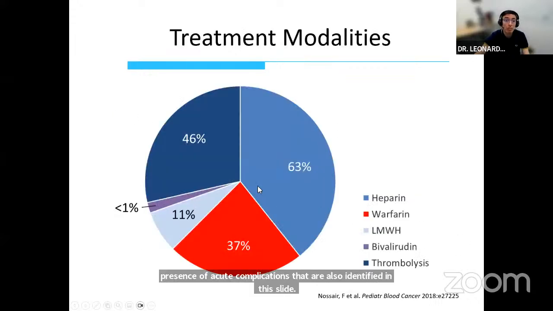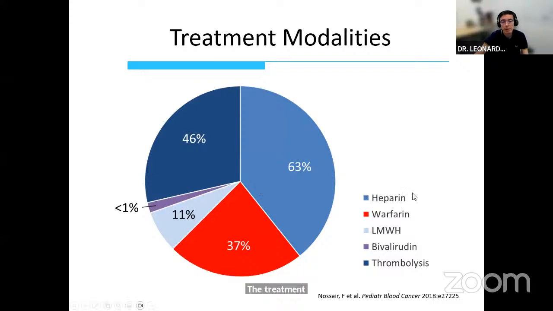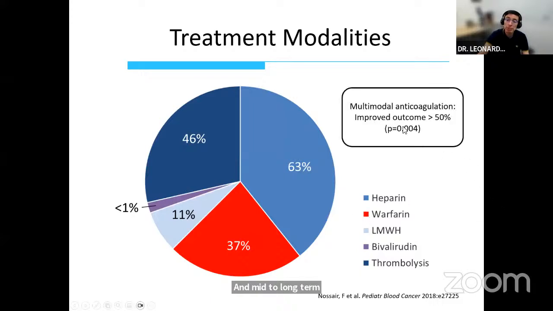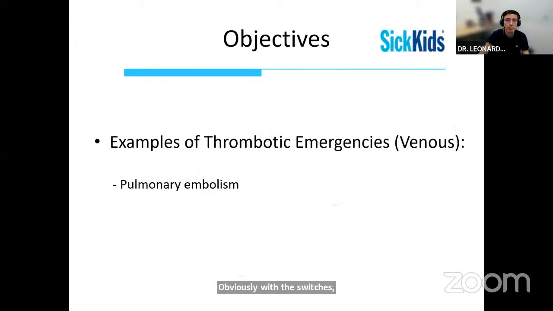The treatment modalities more commonly utilized, obviously because of the elevated degree of acuteness, are unfractionated heparin first. Second, the literature has been changing. Initially, systemic thrombolysis, and in more contemporary literature, you find more and more endovascular approaches for thrombolytic therapy, and mid to long-term warfarin. Multimodal anticoagulation was the way to go, with switches as patients survived, associated with improved outcomes.